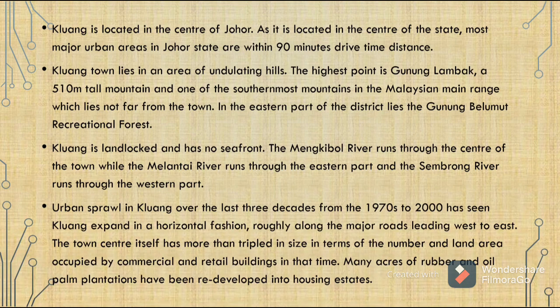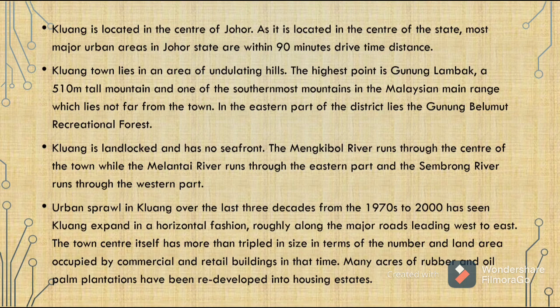The highest point is Gunung Lambak, a 510-meter tall mountain and one of the southernmost mountains in the Malaysian main range, which lies not far from the town. In the eastern part of the district lies the Gunung Berlumut Recreational Forest. Kluang is landlocked and has no seafront. The Mengkibul River runs through the center of the town, while the Melantai River runs through the eastern part and the Sembrong River runs through the western part.